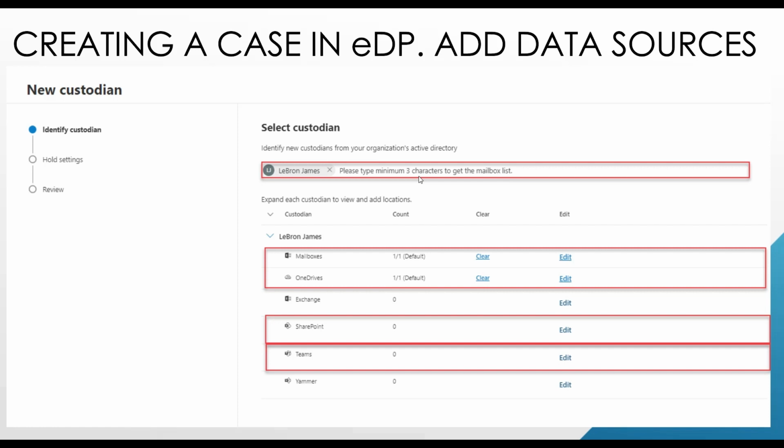Then we have Exchange, where you can pull in any additional Exchange mailboxes that are of interest or the user has access to, distribution groups, maybe they have send as on particular mailboxes, maybe they're in a shared mailbox, something like that. Then we have SharePoint, which I'm assuming speaks for itself. You can pull in any SharePoint site. Then we have Teams, so you can pull in the Teams channel as well. And then we have Yammer at the bottom.